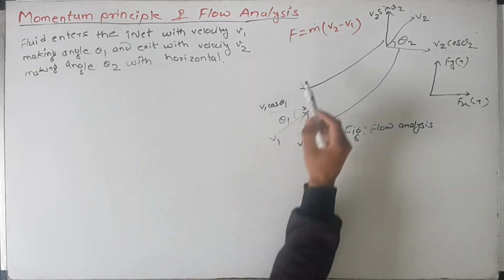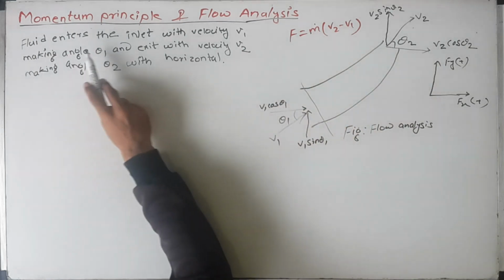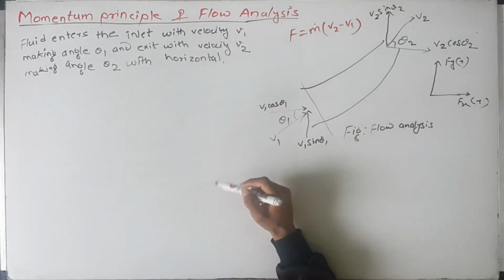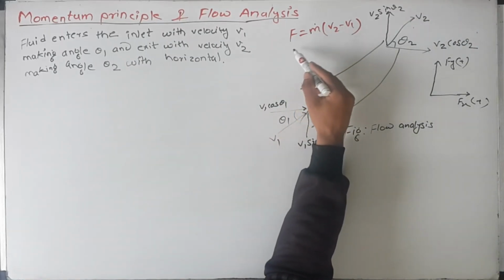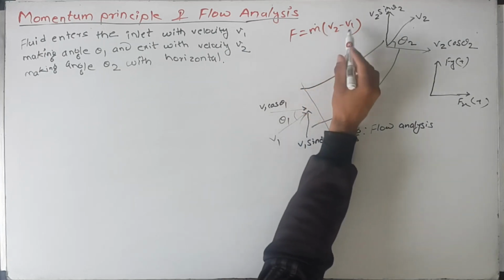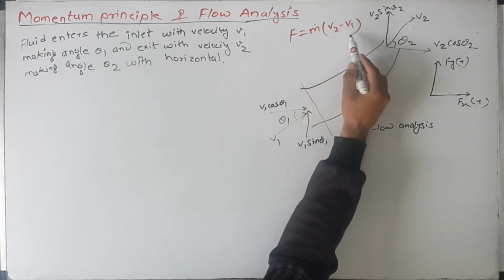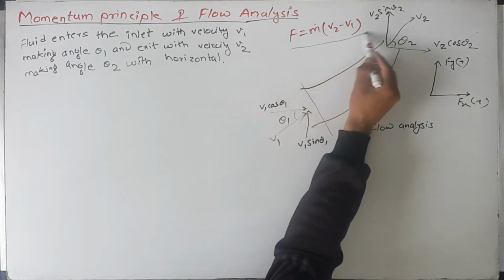Now we can use this formula. We derived this formula in the previous video, the second part of momentum principle and flow analysis. This formula is derived from Newton's law. Net force is equal to rate of change of mass into change in velocity, that is, final velocity minus initial velocity. So we use this here.